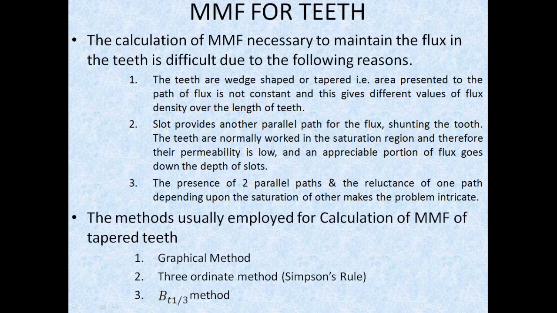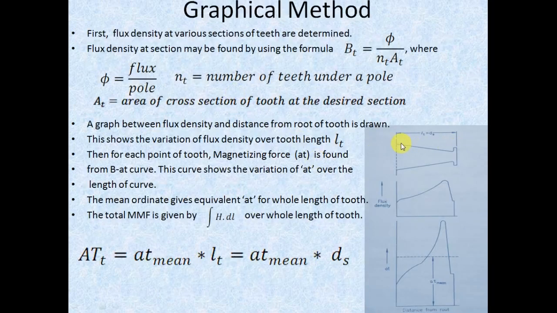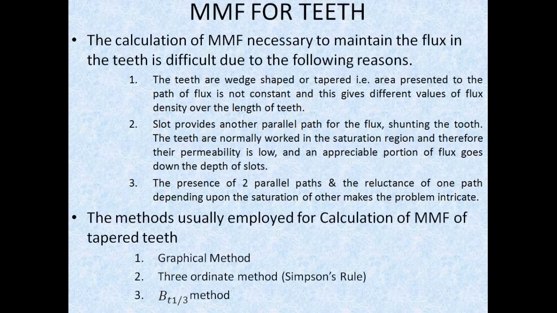The very first reason is the shape of the teeth is either wedged or tapered, which is shown here. See, this is actually the shape of the teeth. Due to this tapered shape, the area presented to the path of flux is not constant. Since the areas at different sections of the teeth are not the same, definitely this gives different values of flux density over the whole length of the teeth. This is one major difficulty in the calculation of teeth MMF.